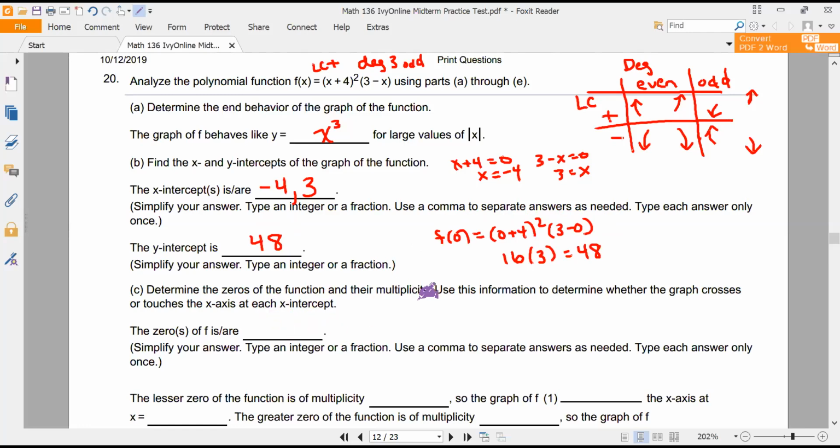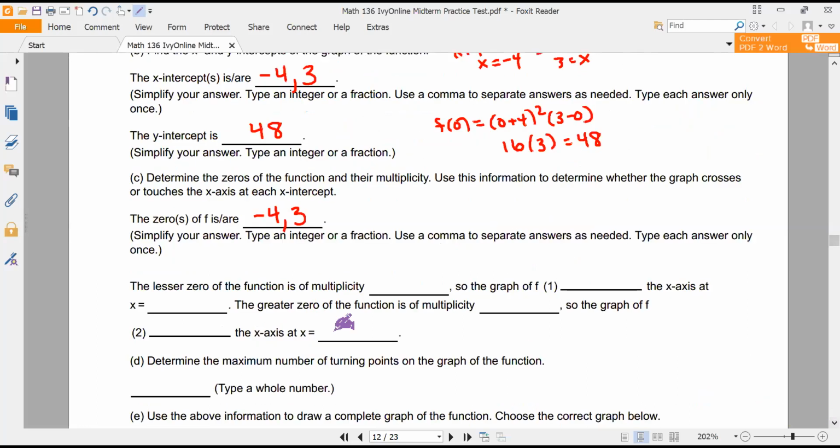Determine the zeros of the function and their multiplicity. Your zeros are your x-intercepts for us. Use the information to determine whether the graph crosses or touches the x-axis at each intercept. Now this is something else we analyze. So after we analyze end behavior, we will analyze the behavior at each x-intercept or 0. That behavior is determined by the multiplicity, or the number of times the factor occurs. So we'll talk about that in just a second, but the zeros are again -4 and 3.